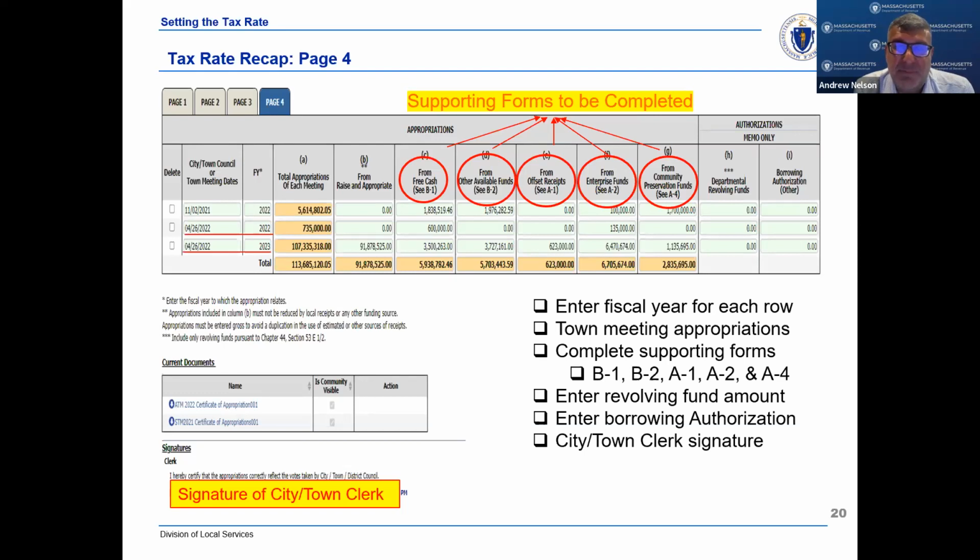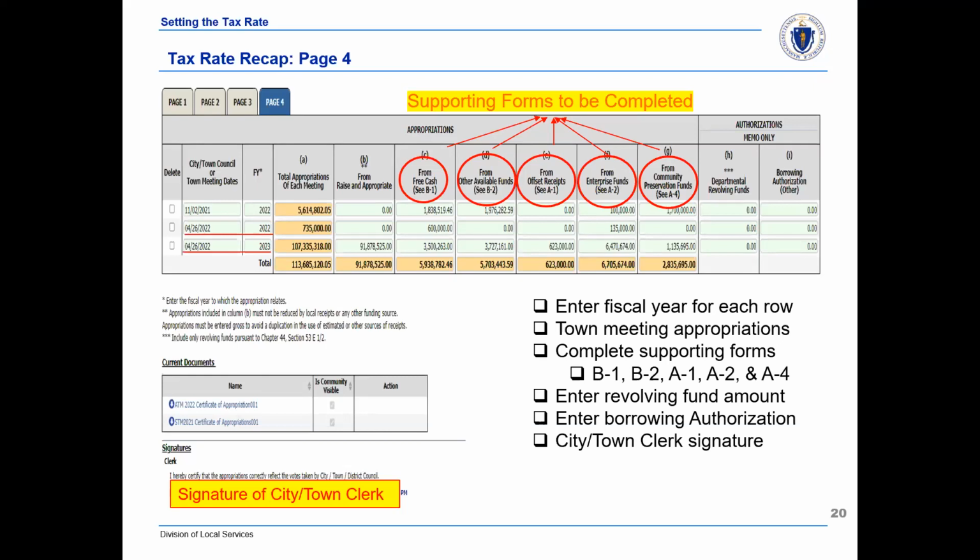Column F is from the enterprise funds. If you have enterprise funds in your community, which many communities have these days, you're going to report all of them here in column F. And each enterprise fund will have its own individual Form A2. Column G, if you have community preservation funds, also many communities have this now, then you're going to report that in this column and on Form A4. But the total of this page, page 4, is going to be all the appropriations done at town meeting.